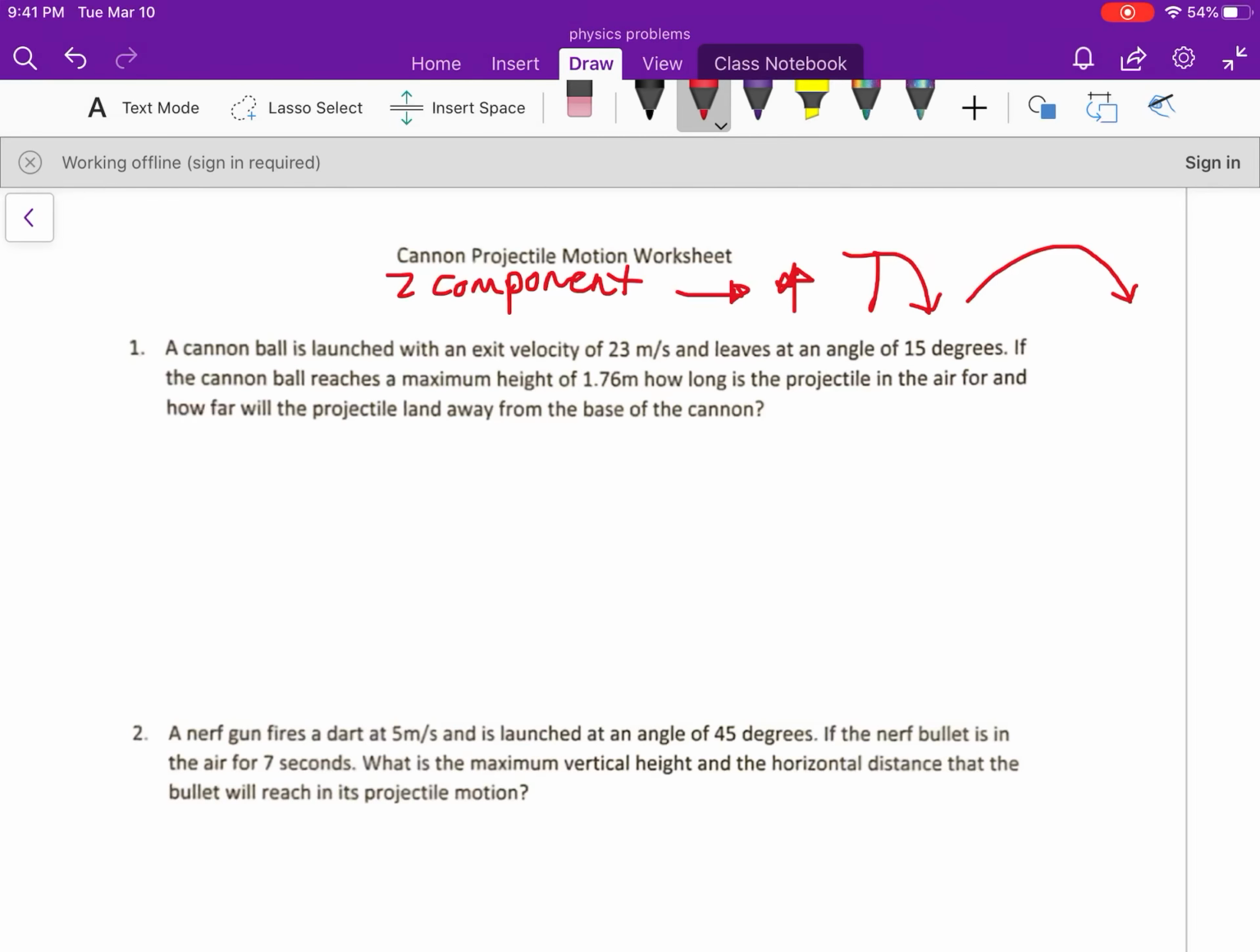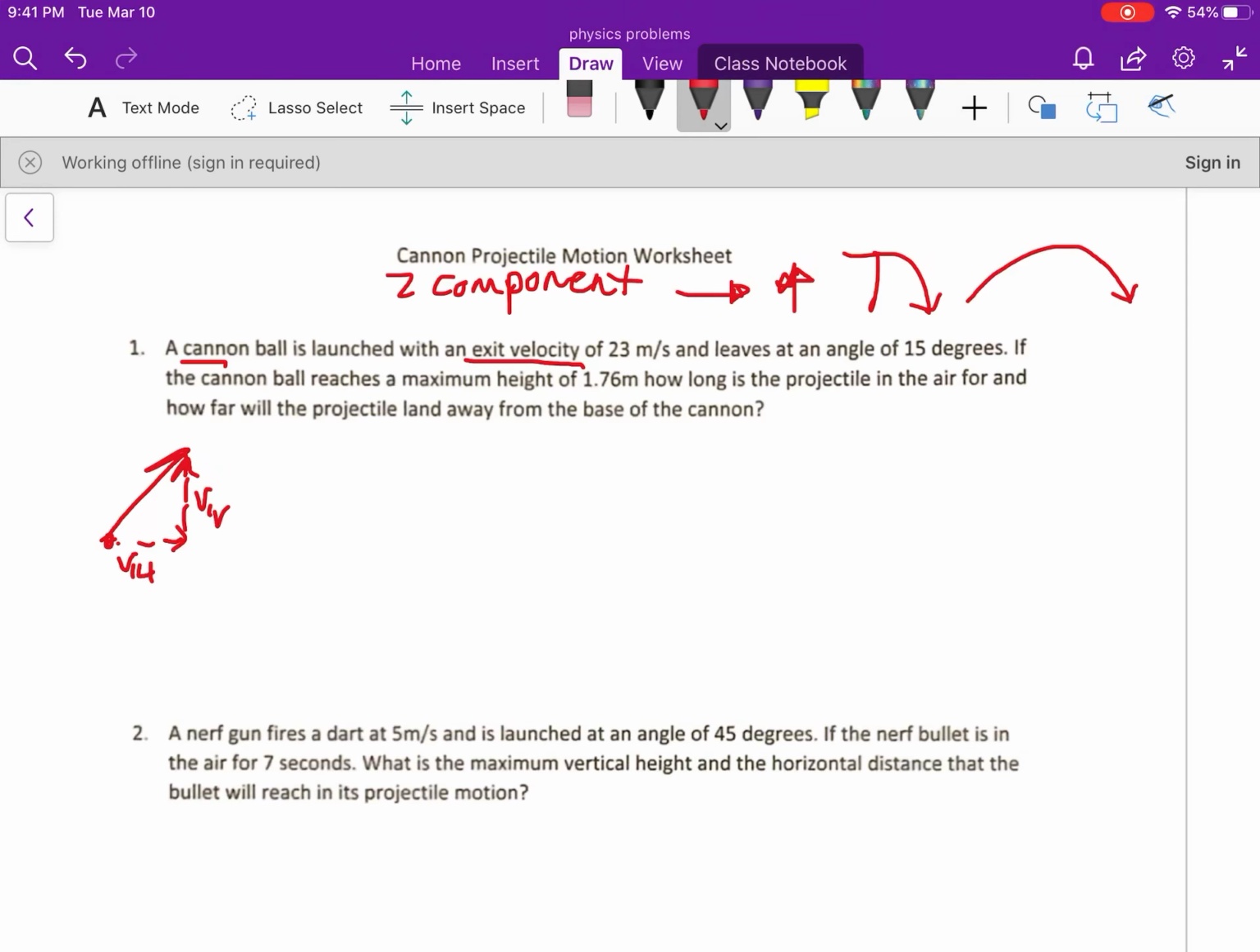A cannonball is launched with an exit velocity. Again, we call this exit velocity to differentiate from our horizontal initial velocity or our vertical initial velocity. When I talk about exit velocity, I'm talking about the velocity at which a projectile leaves a cannon, a gun, your arm, whatever. The exit velocity has both a horizontal and vertical component. What makes up the exit velocity is an initial velocity in the horizontal direction and an initial velocity in the vertical.